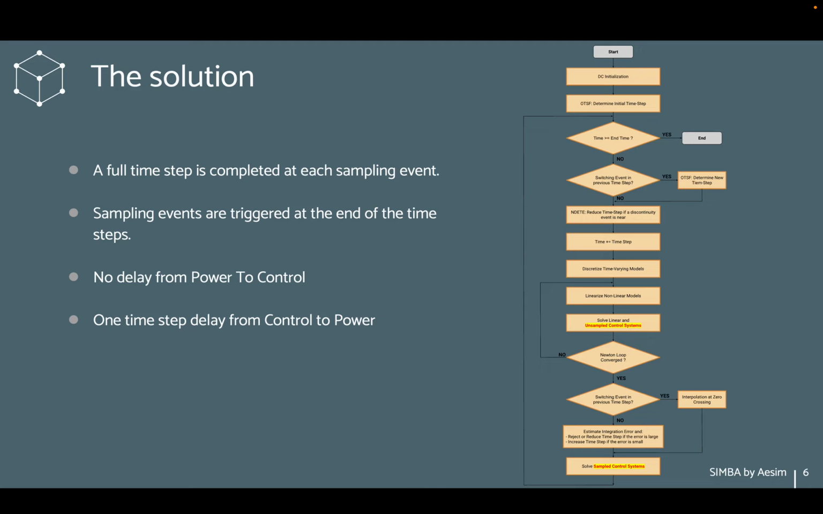However, for models that are sampled, they will be called at the end of a time step, is what we see here down below. So we ensure that whenever we call this solver, the data that is sent to the controller will be correct. With this approach, there is still no delay from the power solver to the control solver because they happen in the same time step. However, there will be one time step delay from the sampled control solver to the power solver.